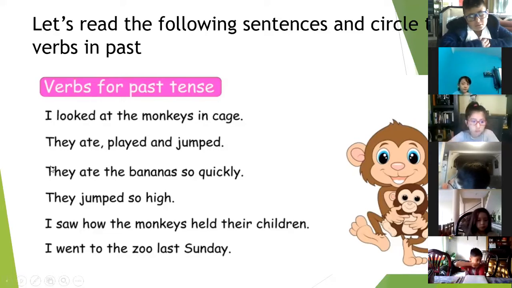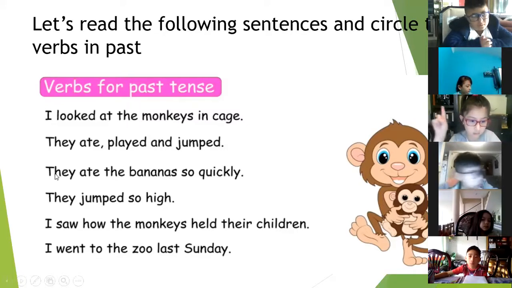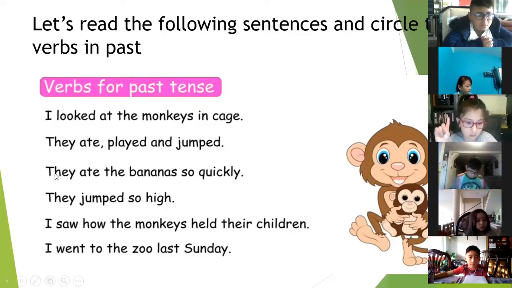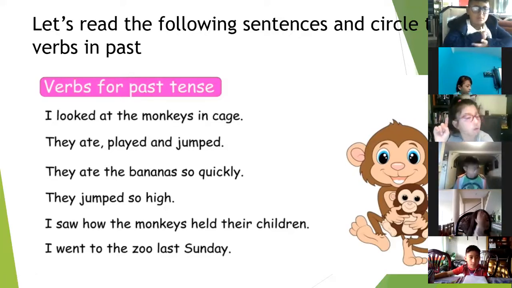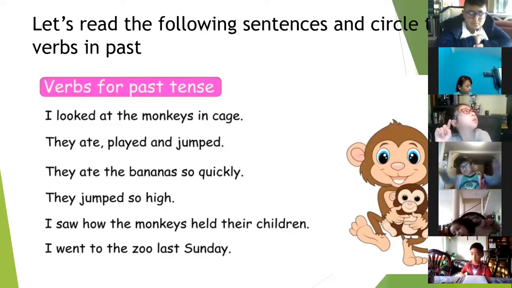The verb in past. Went. Number three. They ate bananas so quickly. Jumped. Okay, jumped. Marcos, the sentence: they ate the bananas so quickly. What is the verb in past, Marcos?